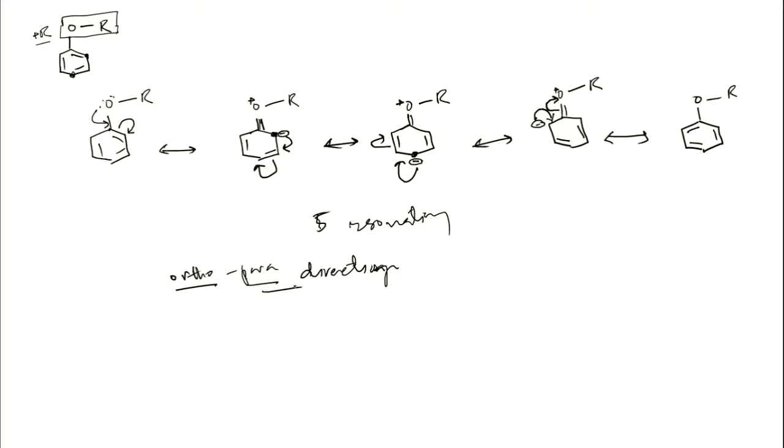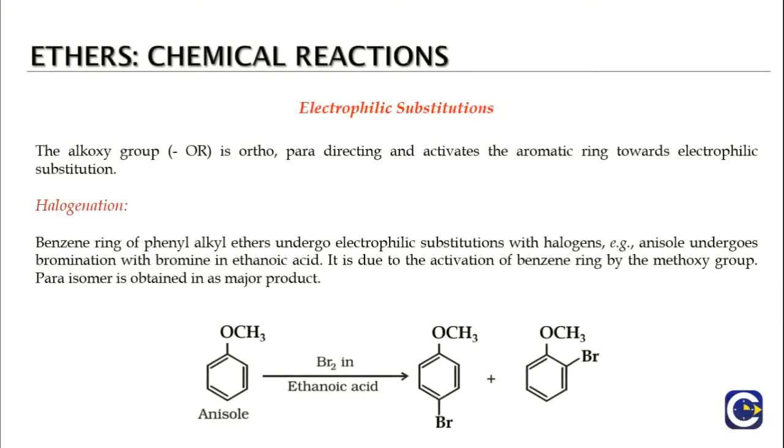In this section we'll be looking at a few reactions. The first reaction is the halogenation reaction. Halogenation is again an electrophilic aromatic substitution reaction. The benzene ring that's present in this particular ether, this is anisole that we have taken, is a phenyl alkyl ether.